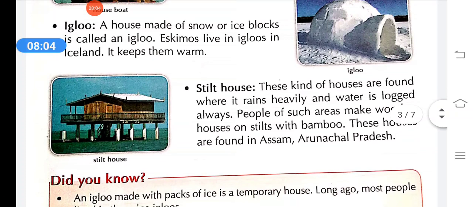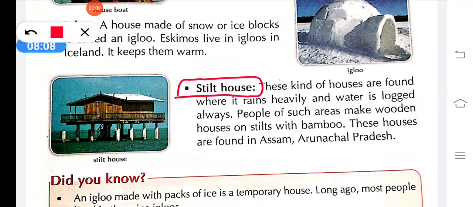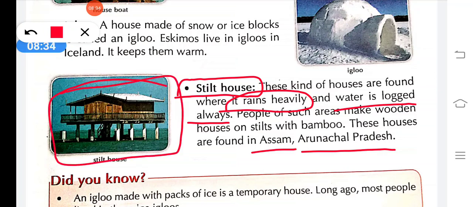Now next is stilt house. Look at the spelling. S-T-I-L-T. Stilt house. This kind of houses are found where it rains heavily, like Assam, Arunachal Pradesh. Okay. Here in these places, water is locked always. Why? Because it rains heavily. Okay. That's why people build this type of houses.